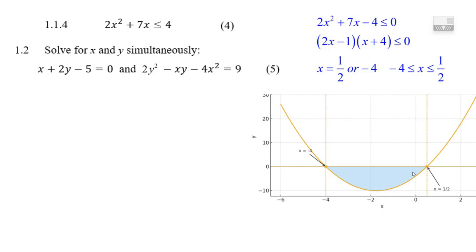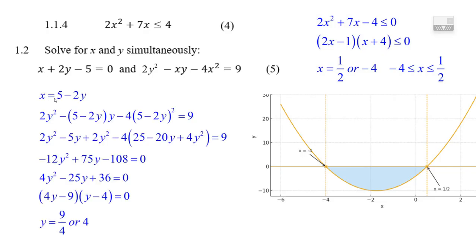Now you could test different values for x in here and see that it's true, but this is the visual way of doing it. Now this one, solve for x and y simultaneously. Here we're going to isolate one of the letters. I think it's good to isolate x. X equals, I add 5 and take away 2y. X equals this. Now, wherever I see an x, I substitute in 5 minus 2y.